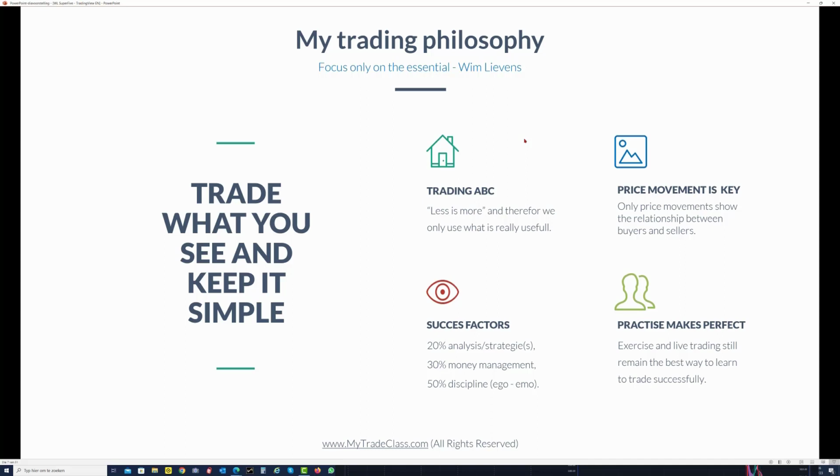Now, a few words about my trading philosophy and how I trade. I like to keep things simple, structured, very disciplined, but simple. And with simple, I don't mean to say that trading is simple, because it's difficult. But what is important is that you have a very clear set of rules, and there are not too many gray areas.